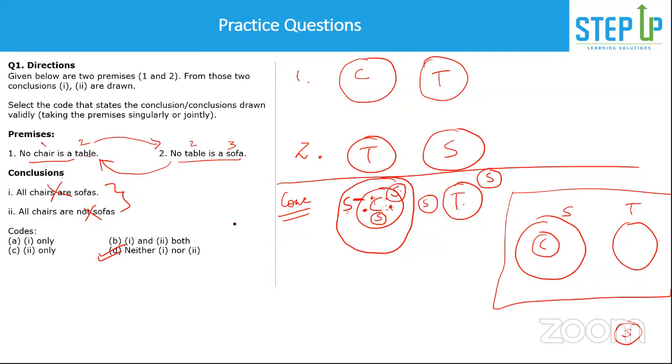But is it true in this statement? The second statement says all chairs are not sofas. Are all chairs not sofas? Actually, all the chairs are sofas, no? Because sofa is the larger circle. So according to this one, it is not true. Therefore, I said second is also not possible.